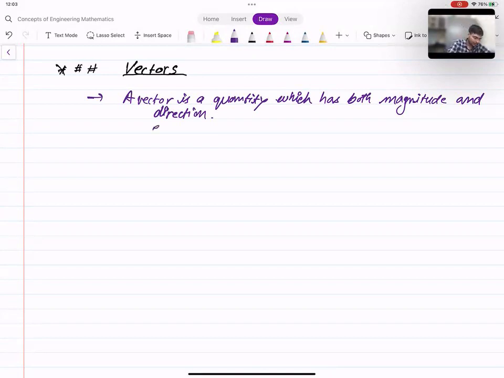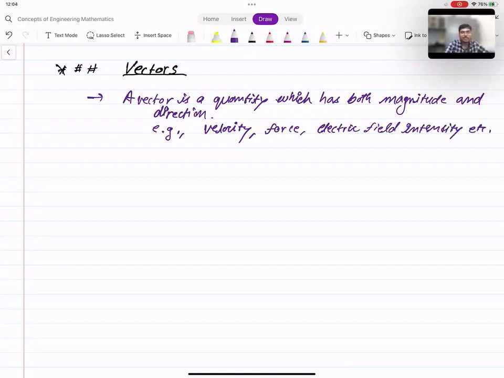Okay, so some examples are velocity, force, electric field intensity, etc. So these are some examples of the vector quantities. As compared to these vectors, scalars are those which have only magnitude and they do not have any direction, like speed or mass.